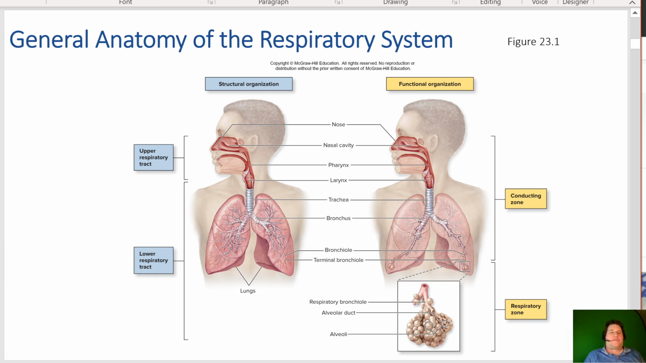So again, structural organization: upper respiratory to the pharynx, lower respiratory from the larynx down to the alveoli. Functional: conducting zones, and then respiratory zones, the last parts, as you can see here. These bubbles here are alveoli, where gas exchange takes place.